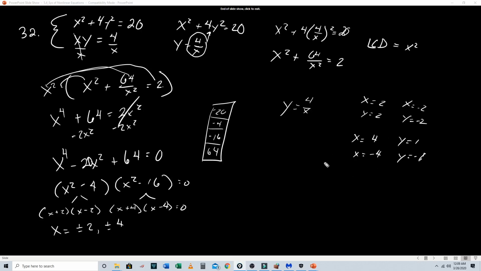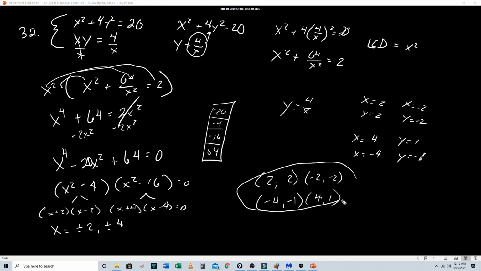So I have 4 solutions, and they are 2, 2, and negative 2, negative 2, negative 4, negative 1, and positive 4, positive 1. So all 4 of those would be the solution.